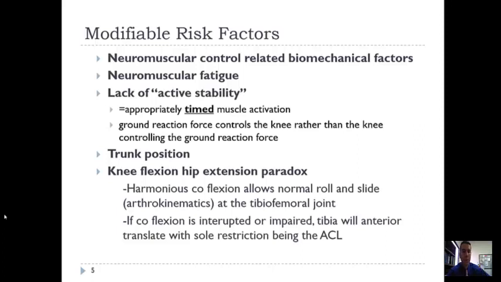Trunk position is huge. We touched on that earlier, but if you don't have good core motor control, good core strength, then you're definitely at risk for injury because the knee position relative to the center of gravity is potentially going to be off. And then the knee flexion, hip extension paradox. You really need to get that co-knee flexion, hip flexion. You need to get normal arthrokinematics of the knee joint. So they have plenty of flexion when they land. They have a nice, soft landing. Motor control is good. And they don't put as much stress on the ligament tissue.